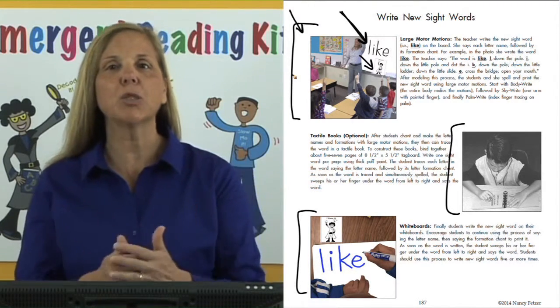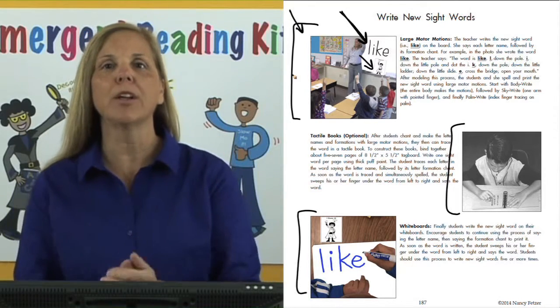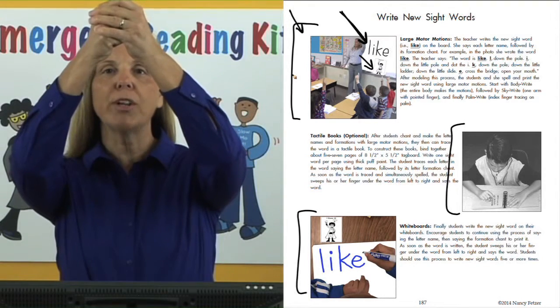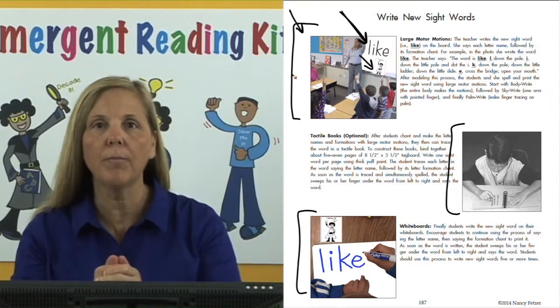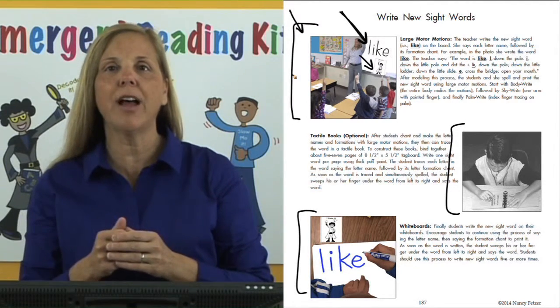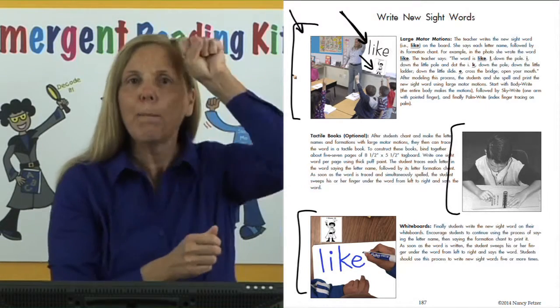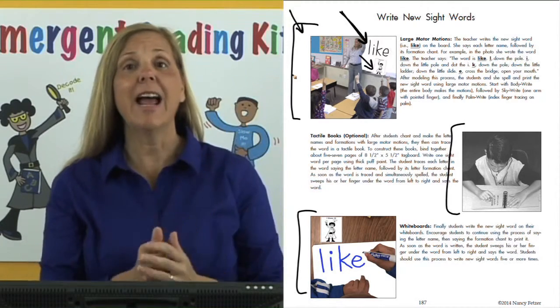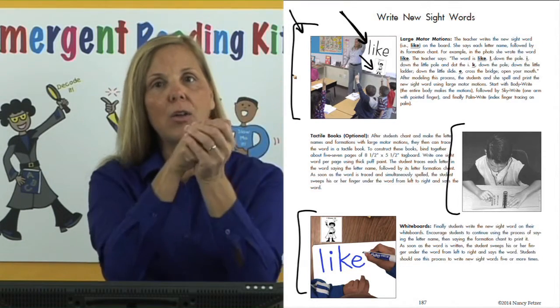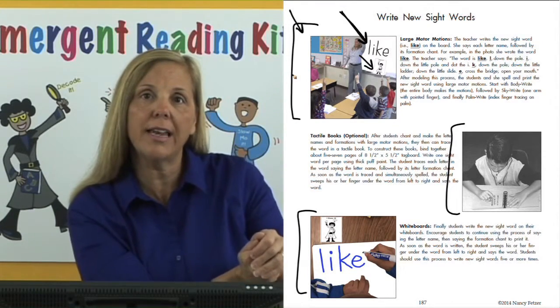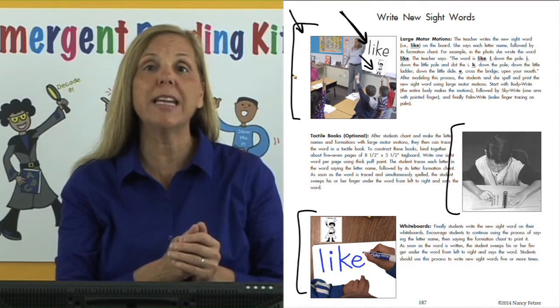Boys and girls, let's write the word like. We have it up on the board. Start at the top, and we're going to go down the pole for the letter L. Ready? Down the pole. Next, we're going to write the letter I. Down a little pole, dot the I. Now let's write the letter K. Down the pole, down the ladder, down the slide. Next, we're going to write the E.